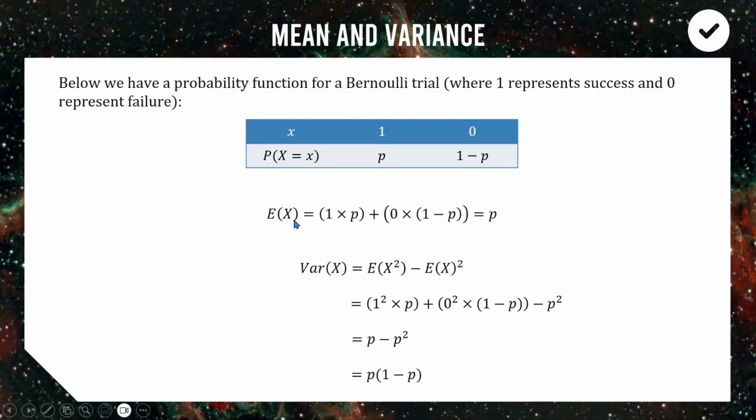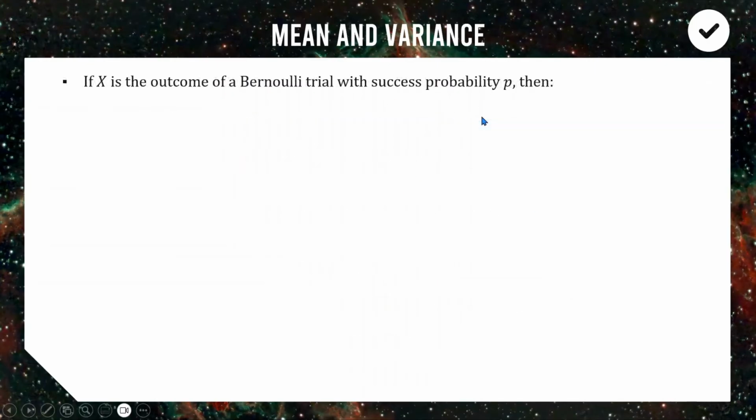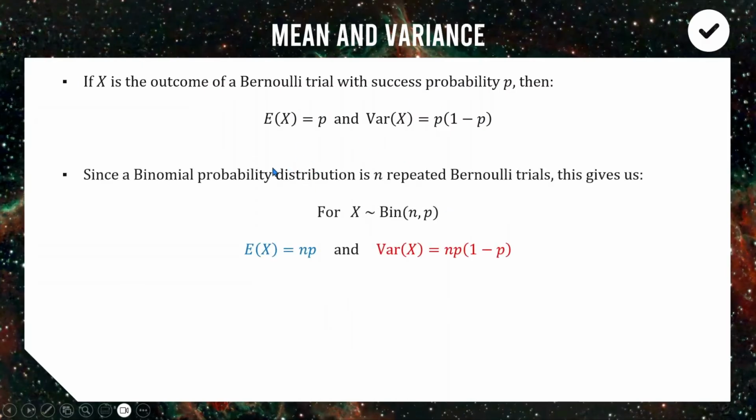So our expected value of a Bernoulli trial is P, and our variance is P times 1 minus P. Relating that to a binomial distribution, which is just a repeated version of the Bernoulli trial, we get these formulas. If we multiply by n different trials to make it a binomial distribution, our expectation, our mean, is P times n, and our variance is P times 1 minus P times n. So it's the same thing as before, just multiplied by the number of trials.